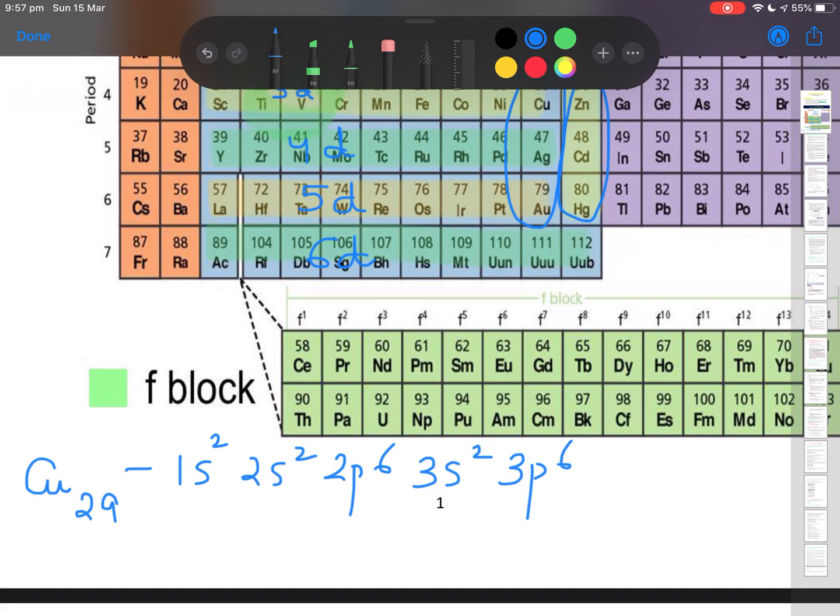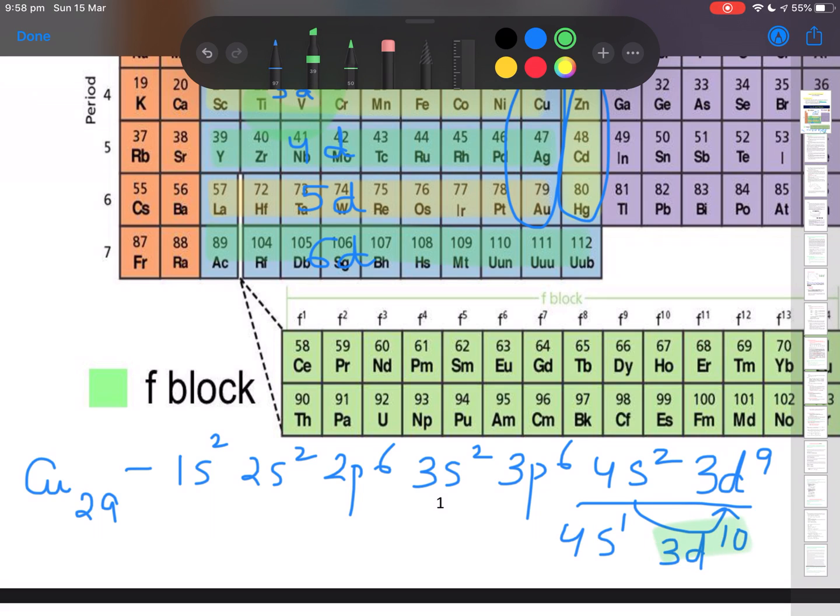Then comes what? 4s2. And then comes 3d9. So 4s, although it is the outermost shell, is filled before 3d. We have already learned the n plus l rule in grade 11. That's because of that. Now to attain extra stability, what happens? One of the electrons from s jumps into d. So its electronic configuration, instead of remaining 4s2 3d9, becomes 4s1 3d10. Now since there are 10 electrons in the d orbital, copper attains extra stability.